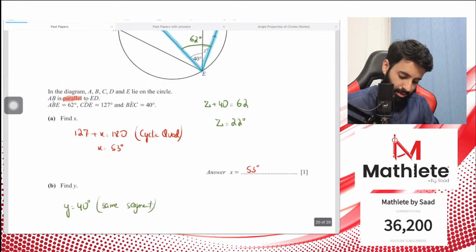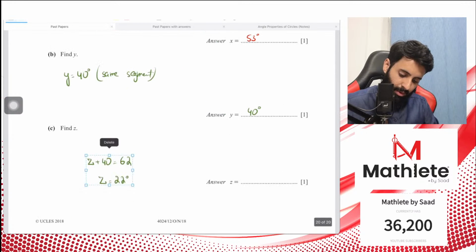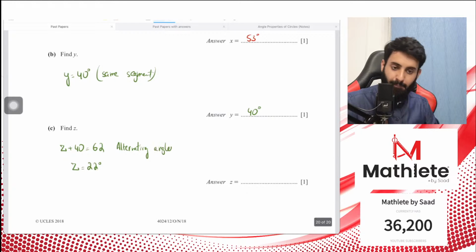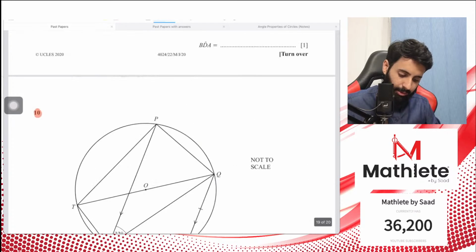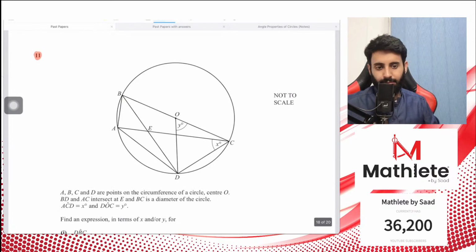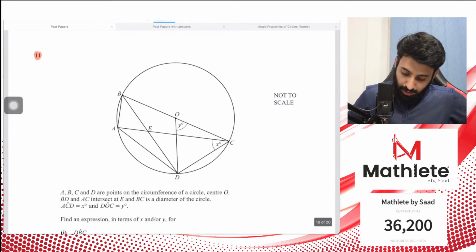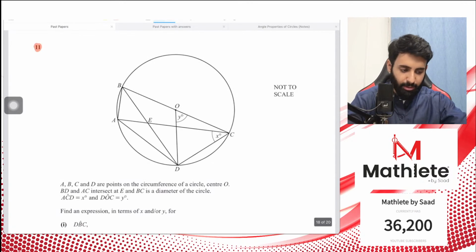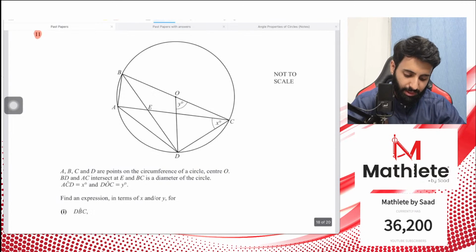So I'll write this over here, and I will mention it, alternating angles. There you go. Now there's one more question that I'm going to solve, and that should be it. And it's this question. It says here, find an expression in terms of x and or y for DBC.